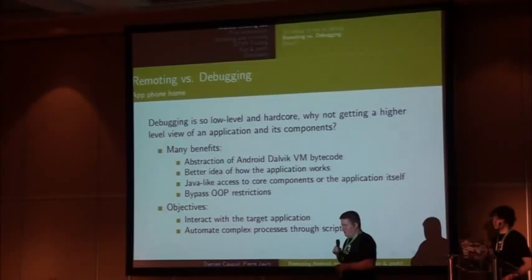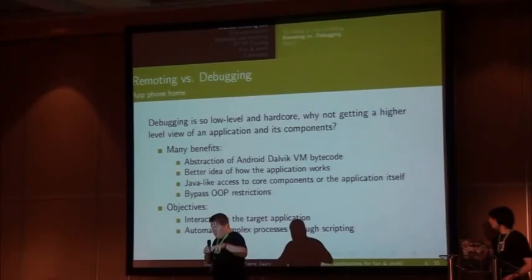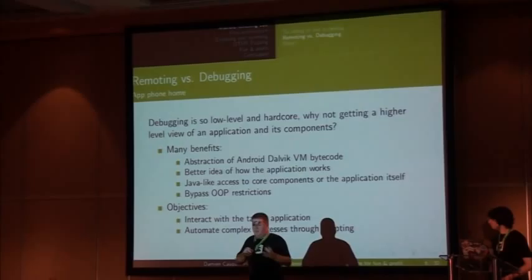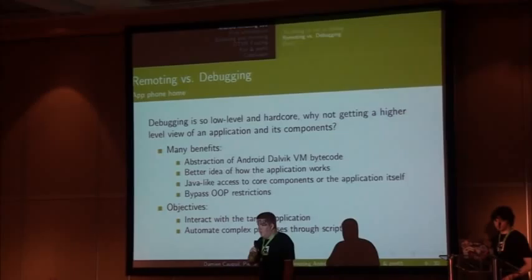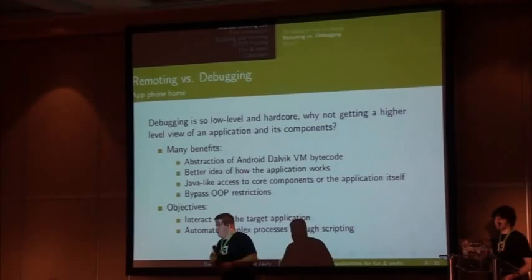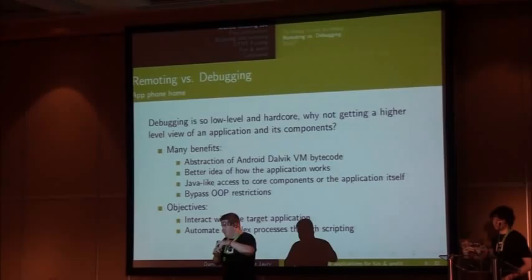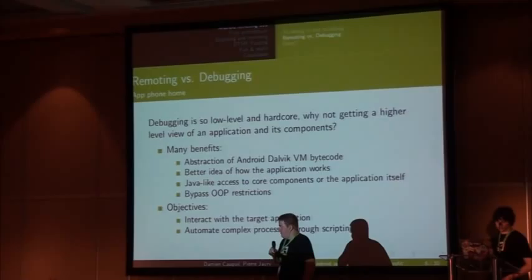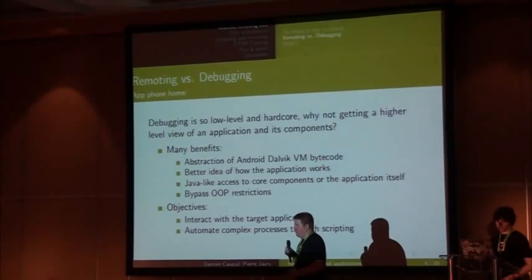And also, this high-level view of the application makes us able to alter the restrictions in place when you are developing with the OOP model. So when a class is private, when a method is private, or just a property is private, we are able to modify the visibility of the class or the method to gain access to private properties or private members, and especially some information we should not have access to.